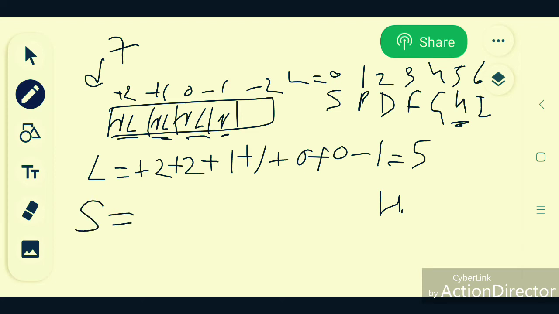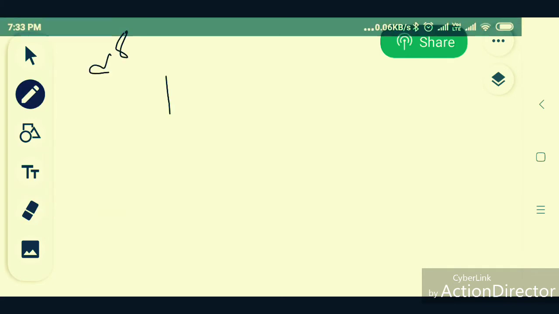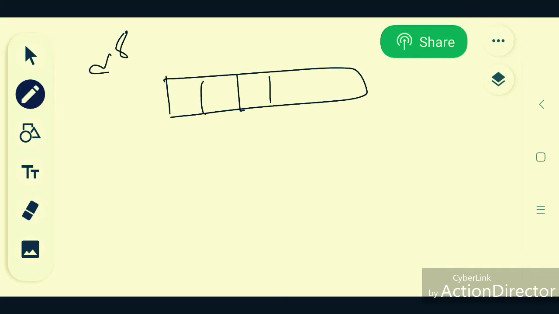Now S. There is again one unpaired electron, so S becomes half. Multiplicity is equal to 2. So the ground state term will become 2H. In case of D8 configuration, we can again calculate the ground state term.